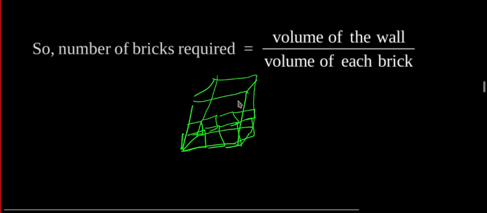So the volume of the wall divided by the volume of the brick, the volume of the whole big thing divided by the volume of the smaller part. If we divide, we will get how many bricks are required to construct this wall. In this way, we can find the number of bricks required to construct this wall.